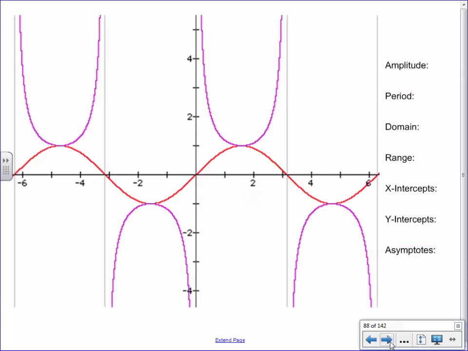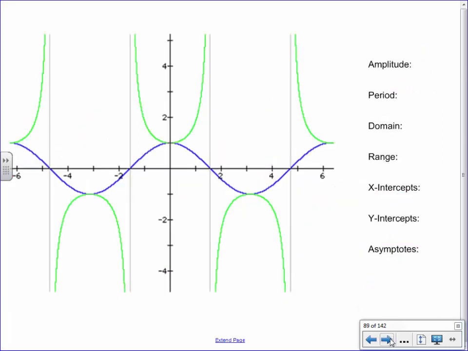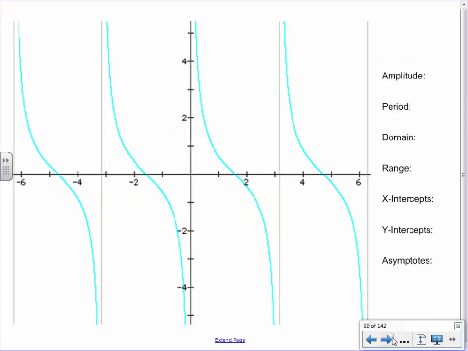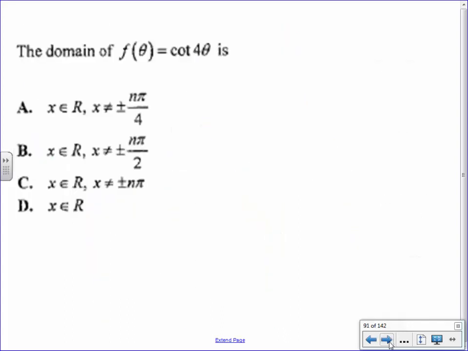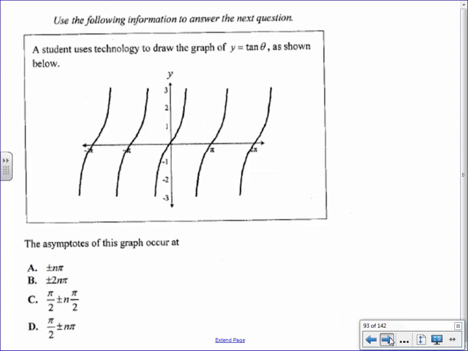I know I'm really speeding through these last things here. Here are pictures of secant, cosecant, and cotan. Why don't we talk about those another day, though? And then I've got some other practice diploma questions.